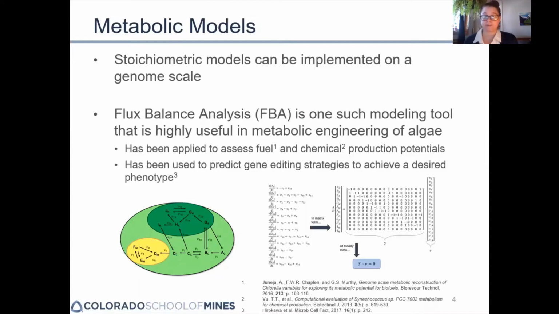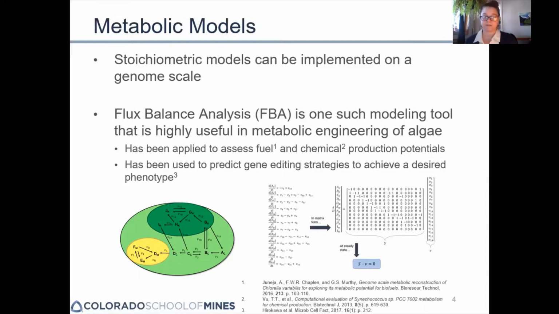Stoichiometric models are advantageous in their simplicity as they can be implemented on a genome-wide scale, whereas kinetic models cannot. Flux balance analysis, or FBA, is a useful tool in stoichiometric modeling that has been successfully used in metabolic engineering of algae to assess fuel and chemical production potential and to predict gene editing strategies that would achieve a desired phenotype. In FBA, a system of mass balance equations is written for a given metabolic reaction network. This system of differential equations can then be written in matrix form.